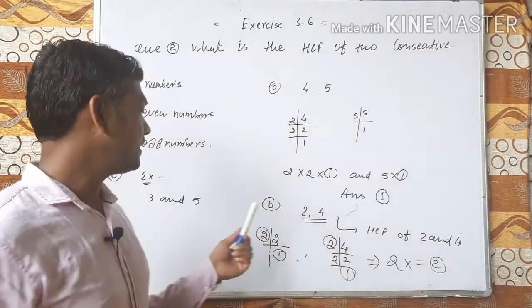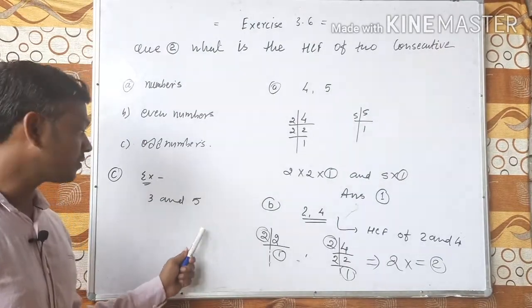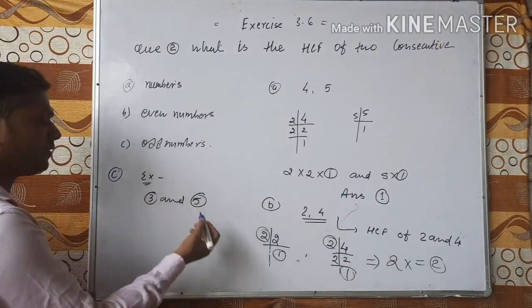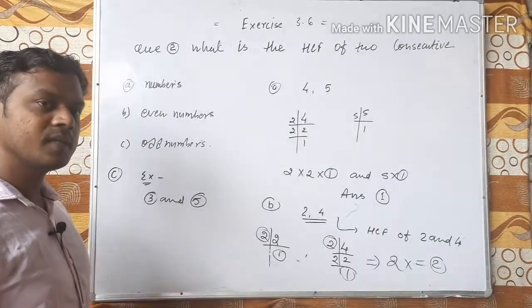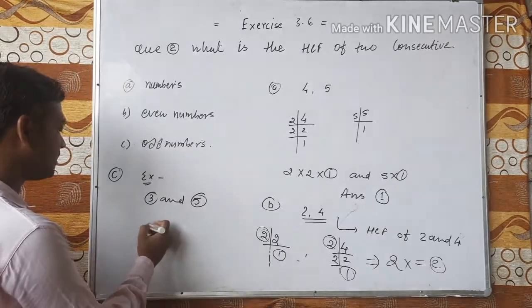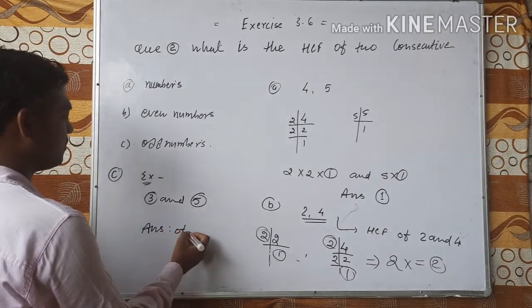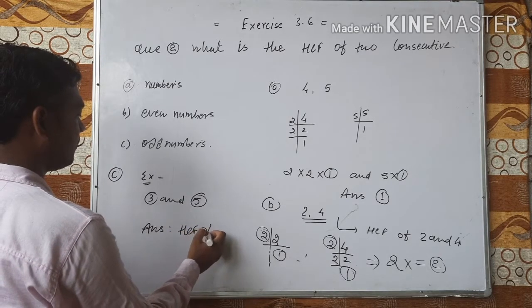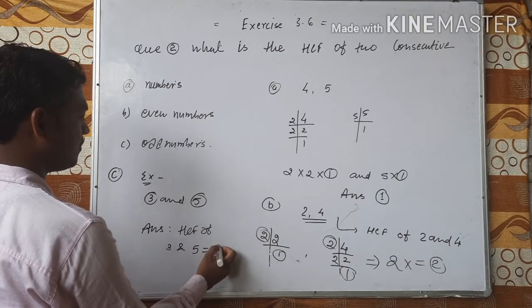Okay, tell me, is 3 divisible by 2? 5 is also divisible by 2? No. So what is the common factors of 3 and 5? 3 and 5, 1 के टेबल में आता है 3, 5 भी आता है but 3 के टेबल में 5 नहीं आता है. So we can say the HCF of 3 and 5 is equal to 1.